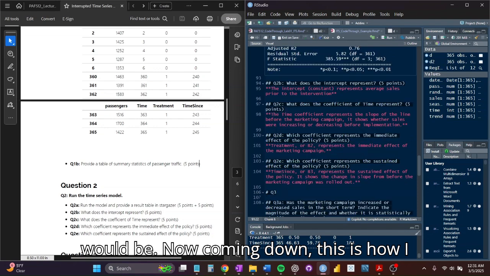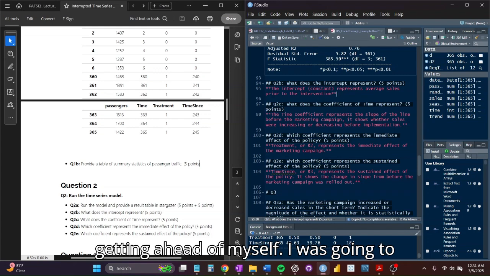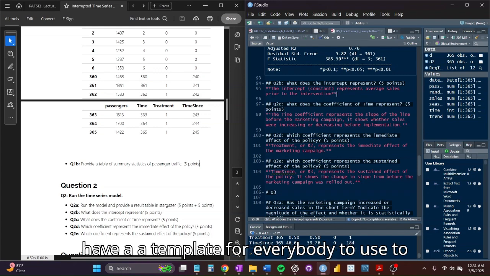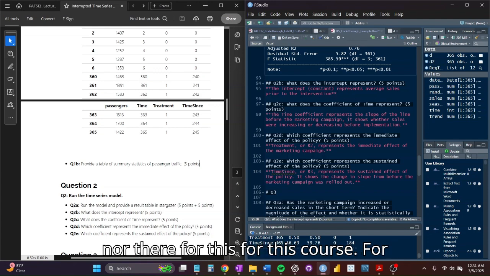Now coming down, this is how I want you to structure your responses. It'll make it easier on me for grading, so I would really appreciate your cooperation. In the future, I'm getting ahead of myself. I was going to have a template for everybody to use to make life easier, but that's neither here nor there for this course.